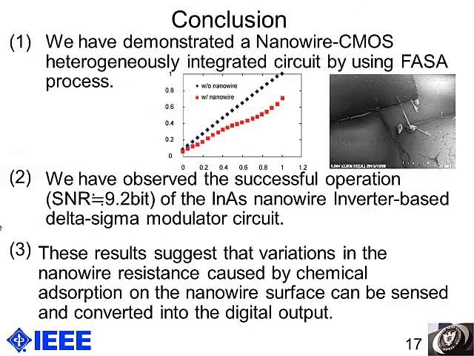In conclusion, we've demonstrated the nanowire-CMOS heterogeneously integrated circuit by using the FASA process. We've observed the successful operation of the indium arsenide nanowire inverter-based delta sigma modulator circuit. And these results suggest that variations in the nanowire resistance caused by chemical absorption on the nanowire surface can be sensed and converted into digital output.